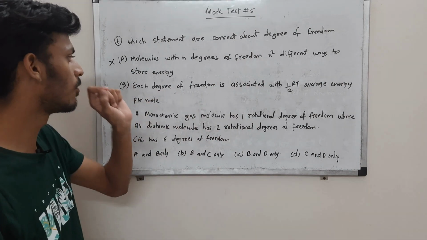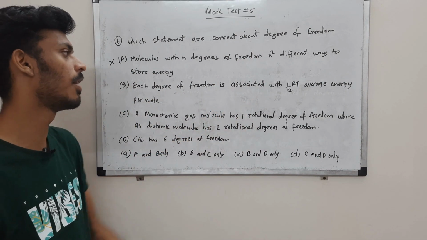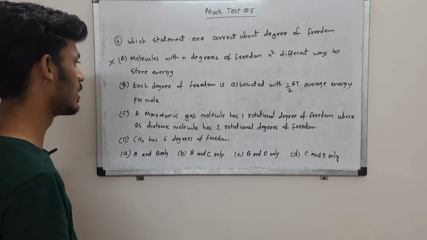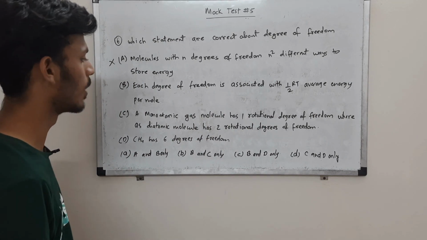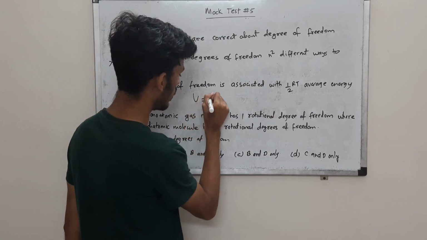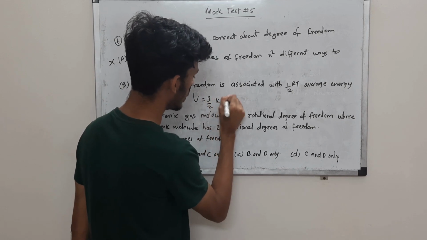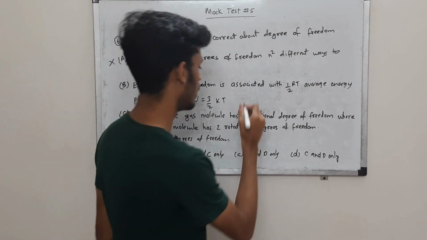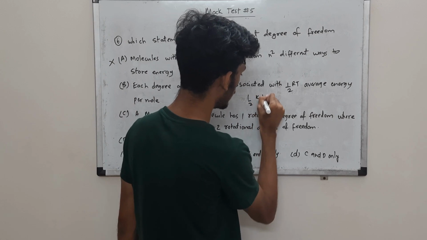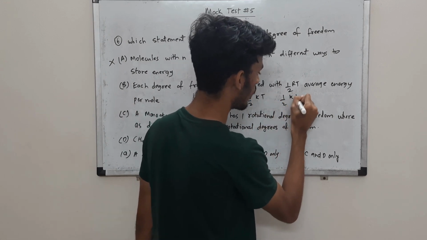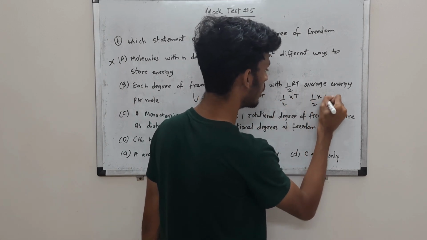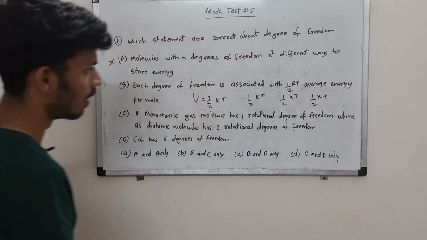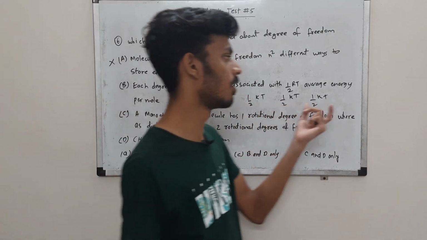Okay, each degree of freedom is associated with half RT average energy per mole. Per mole is correct because energy density by equipartition is 3/2 kT, right? And if you consider a monoatomic gas, you can split it up as half kT, half kT, half kT among the different degrees of freedom, right? Along x, along y, along z.